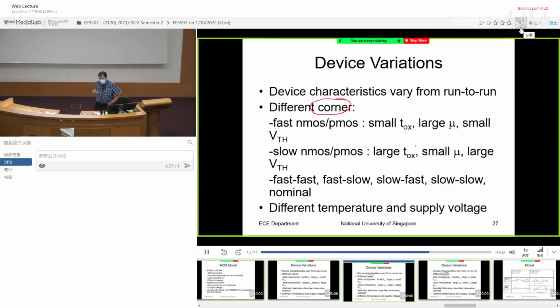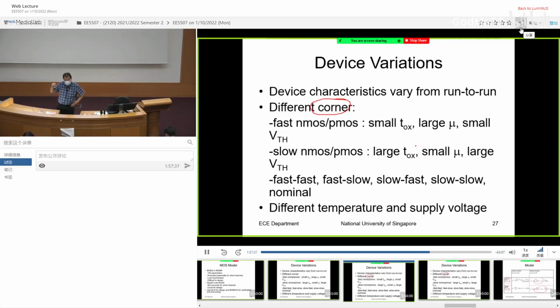So what do I mean by fast NMOS, slow NMOS? Fast usually means the current is larger, so therefore it can charge up the capacitor faster. So for fast NMOS, if you know the equation, half mu N COX W over L (VGS minus VTH) squared, what can make the current bigger? Higher mu, higher mobility.